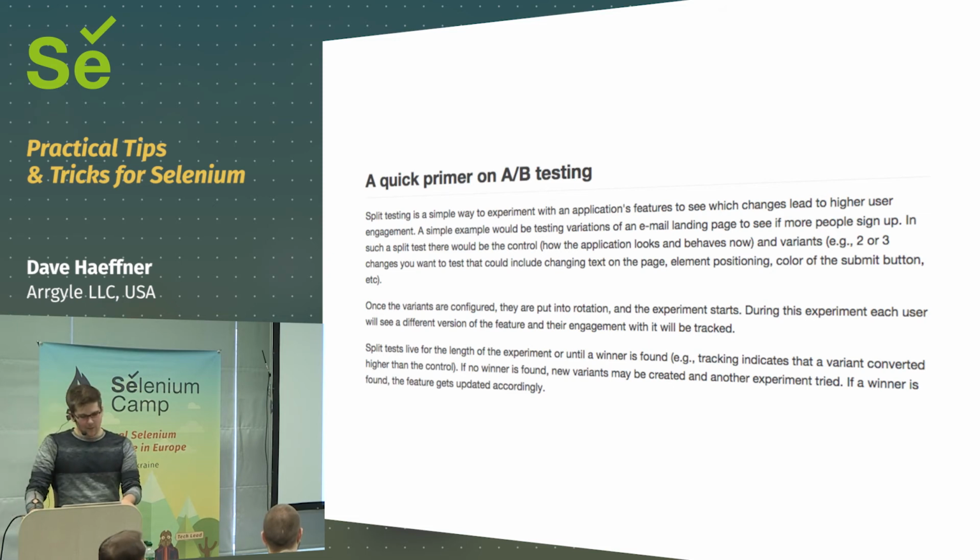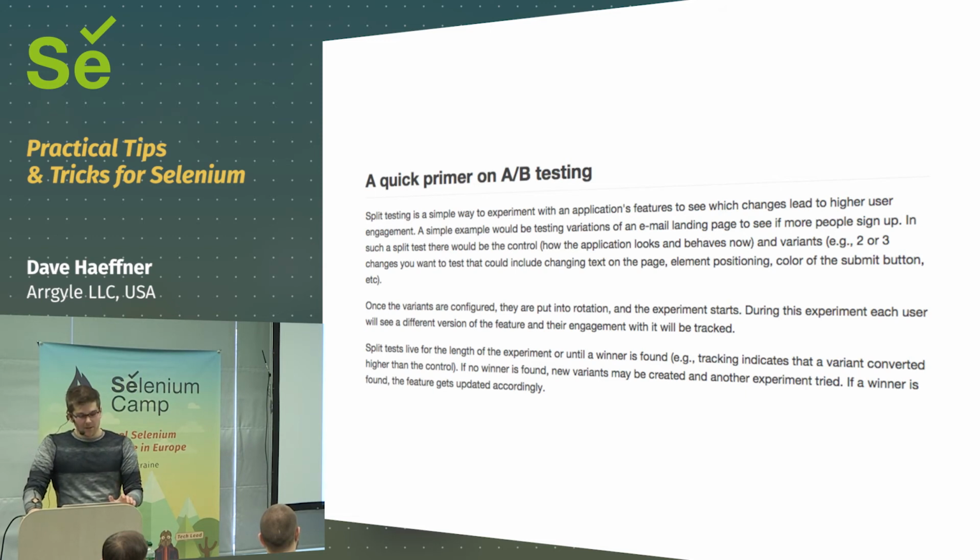Split testing is a simple way to experiment with an application's features to see which changes lead to higher user engagement. A simple example would be testing variations of an email landing page to see if more people sign up. In this kind of split test, there would be what's called a control, how the application looks and behaves now, and then variants of the control, like two or three of them that you'd want to test. That would include changing things on the page like text, the way the elements are positioned, or the color of the submit button, those kinds of things.